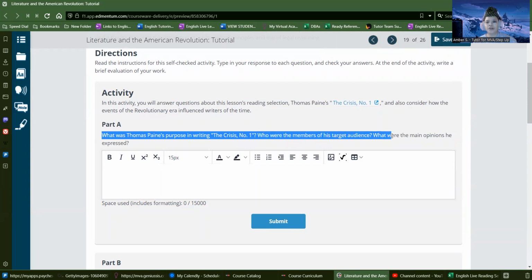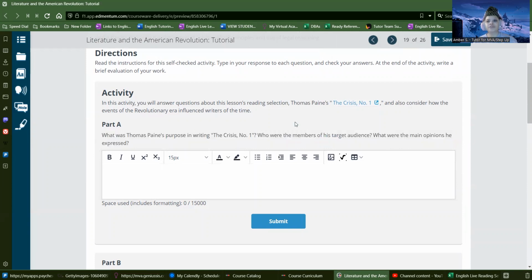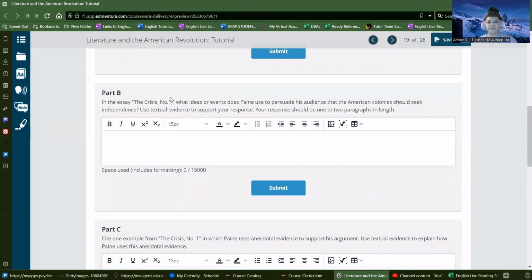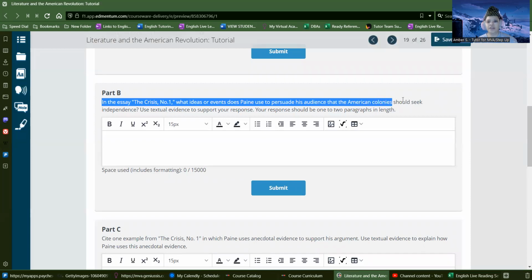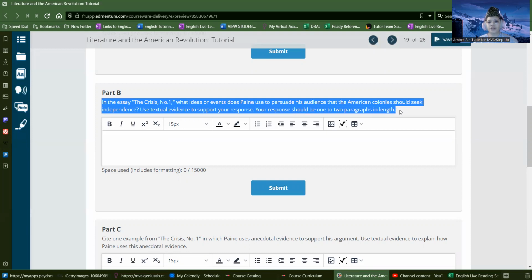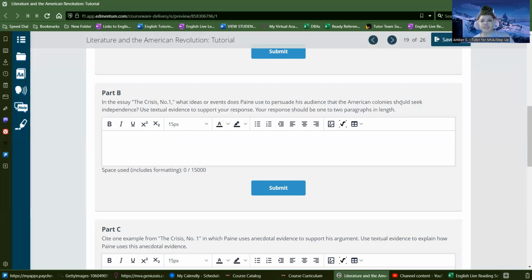Who were the members of his target audience, and what were the main opinions that he expressed? I feel like most of those things we've gone over. So you should be able to answer this question easy. So in the essay, the Crisis number one, what ideas or events does Paine use to persuade his audience that the American colony should seek independence? Use textual evidence to support your response. So it should be 1 to 2 paragraphs in length. So when they say textual evidence, they mean you should be able to quote certain things that he said.